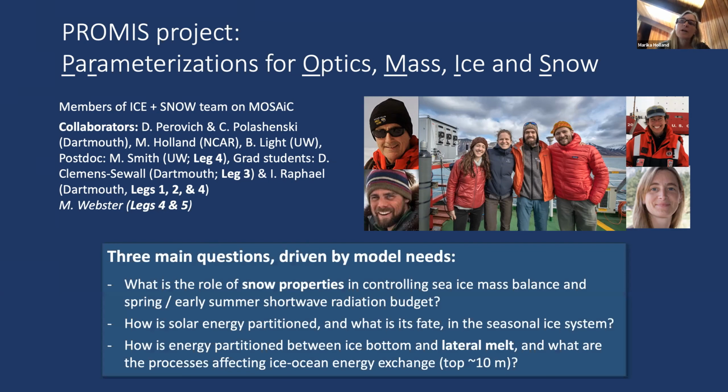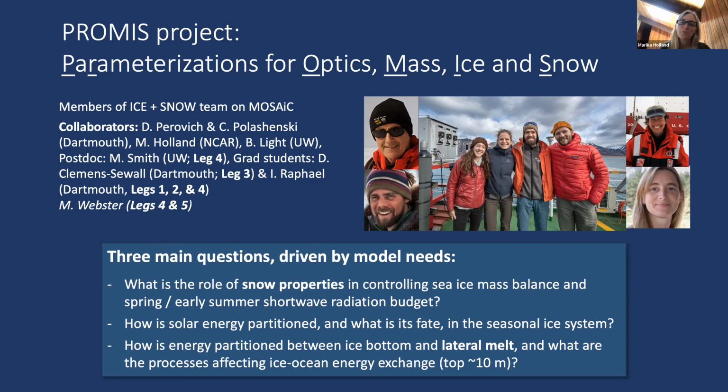So the three main questions that we're tackling under the context of this project are: what is the role of snow properties in controlling the sea ice mass balance and the early summer shortwave radiation budget? How is solar energy partitioned, and what is its fate in the seasonal ice system? And how is energy partitioned between basal and lateral melting? And what are the processes that affect the ice-ocean heat exchange?